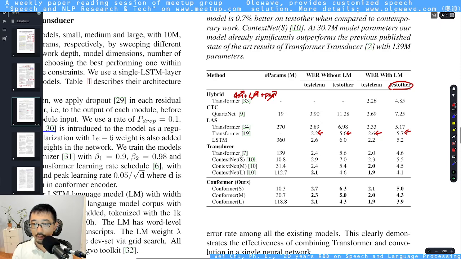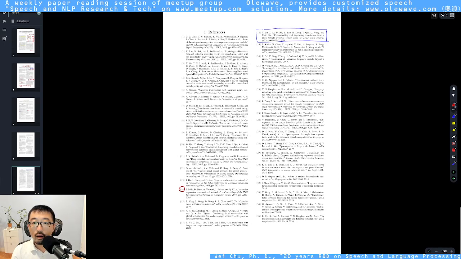But this is the transducer model. This is my guess, okay? Correct me if I'm wrong. I won't stop guessing this, but let me take a look at reference 7, okay? What is reference 7? Okay, I understand.